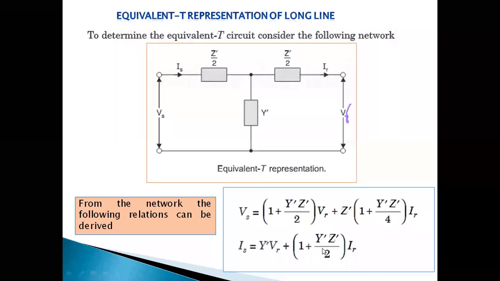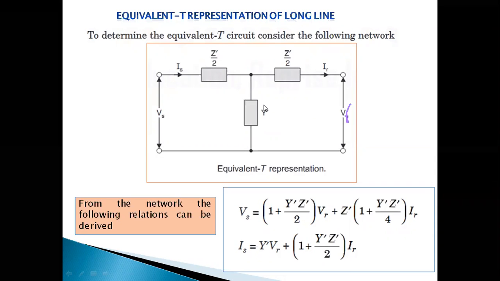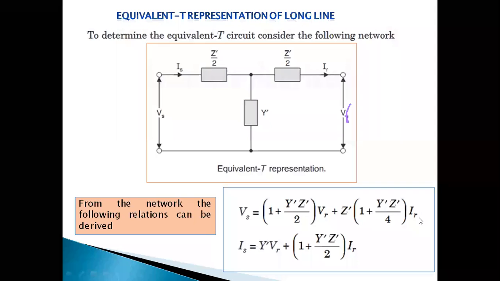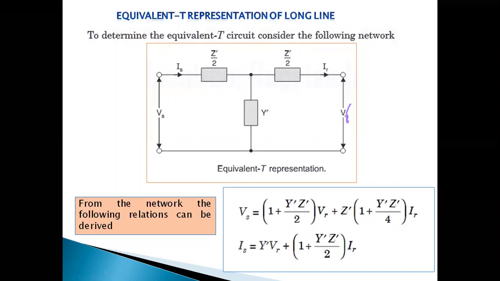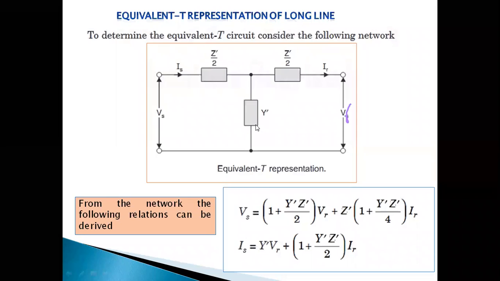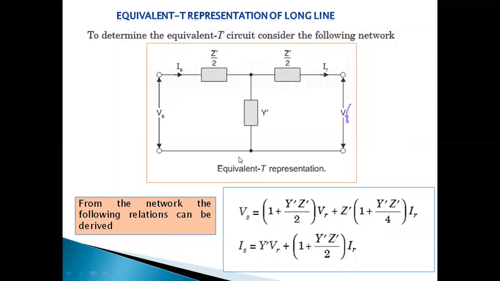So how did you get these equations? Just by applying mesh analysis or nodal analysis, whatever it may be. Finally we have to write the sending end voltage in terms of the receiving end voltage and receiving end current. Similarly, the sending end current is in terms of the receiving end voltage and receiving end current. Either by applying Kirchhoff's voltage law or current law, we can get that. We derived this in the case of the medium transmission line. The same thing I have copied here, the same values, with Y dash instead of Y, and Z dash instead of Z.